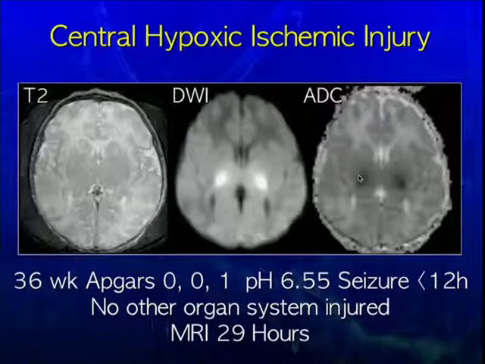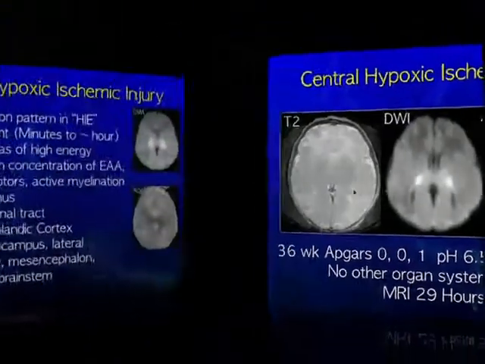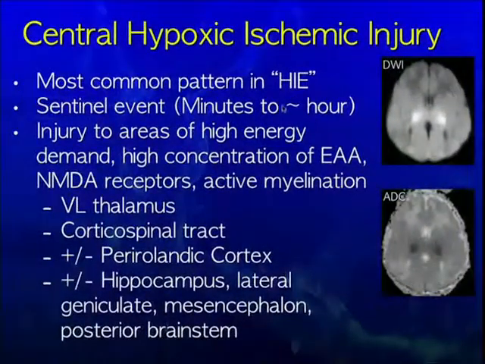pH can be low, especially if it's been persisting for a long time, and it's quite common that they present with seizures within 12 hours. To have the full hypoxic ischemic encephalopathy definition, you need other organs involved, but often we'll see imaging patterns of these profound, deep injuries, even without sometimes other organ involvement. So this is the most common pattern we see when there is encephalopathy or hypoxic ischemic encephalopathy. That's often you can identify a sentinel event.